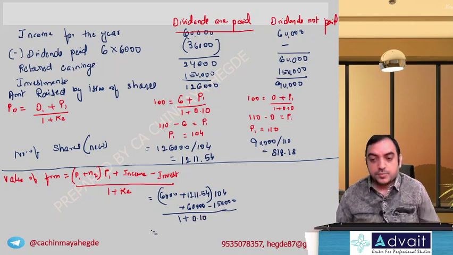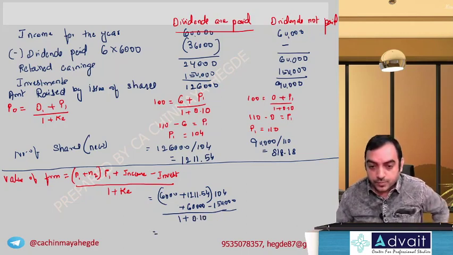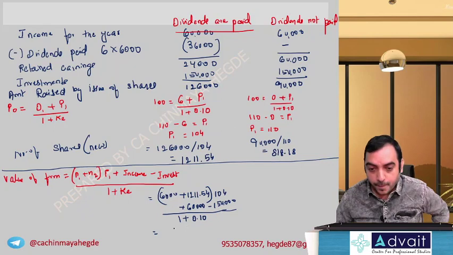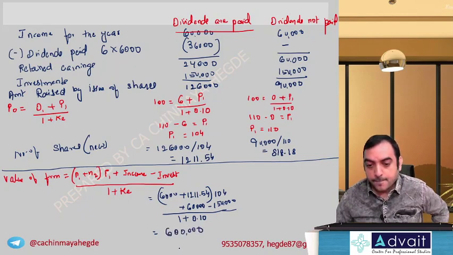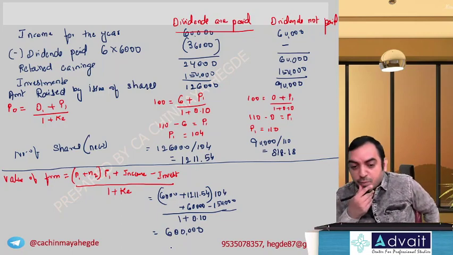How much do you get? 6,000 plus 1211.54 into 104 plus 60,000 minus 1,50,000 divided by 1.1. You get 6 lakh approximately.